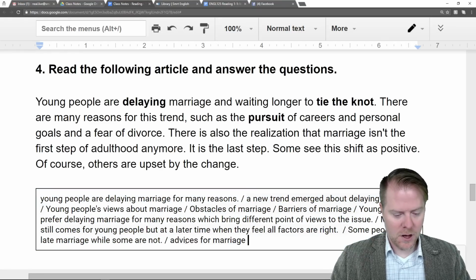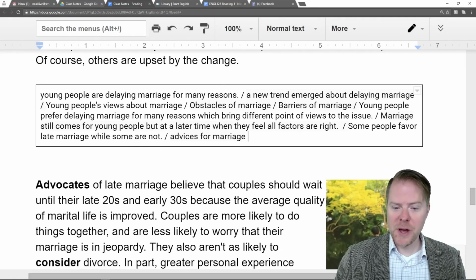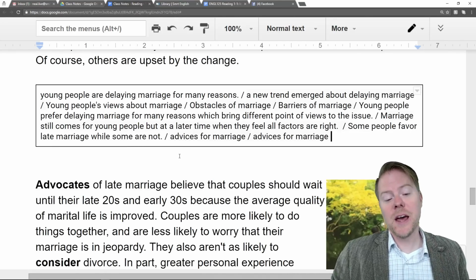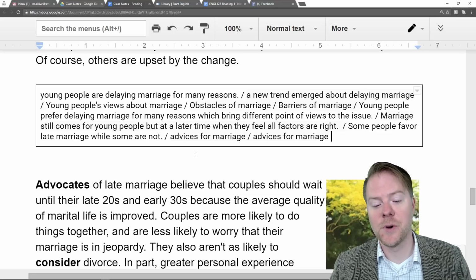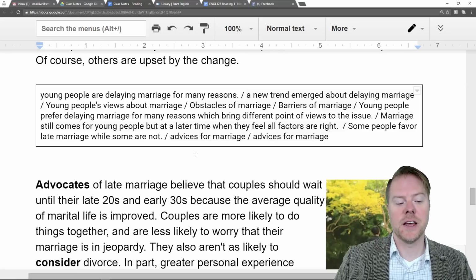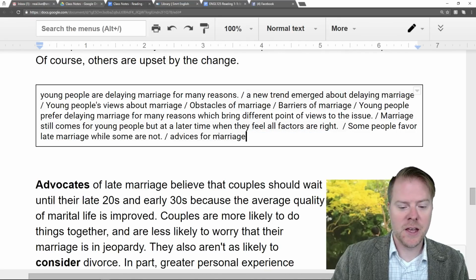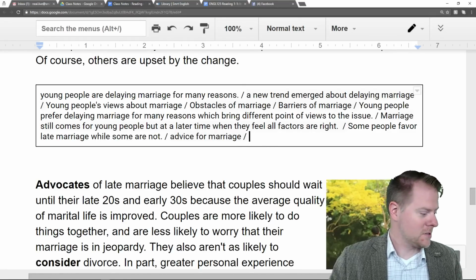Okay. A lot of good summary for this. Young people are delaying marriage for many reasons. A new trend emerged about delaying marriage. Young people's views about marriage, obstacles of marriage, barriers of marriage. Young people prefer delaying marriage for many reasons, which bring different points of views to the issue. Marriage still comes for young people, but at a later time when they feel all factors are right. Some people favor late marriage while some are not. Advices for marriage, and I did that twice. And advice is not countable, so we'll just say advice for marriage. Okay, the last one was different views of young people in marriage.